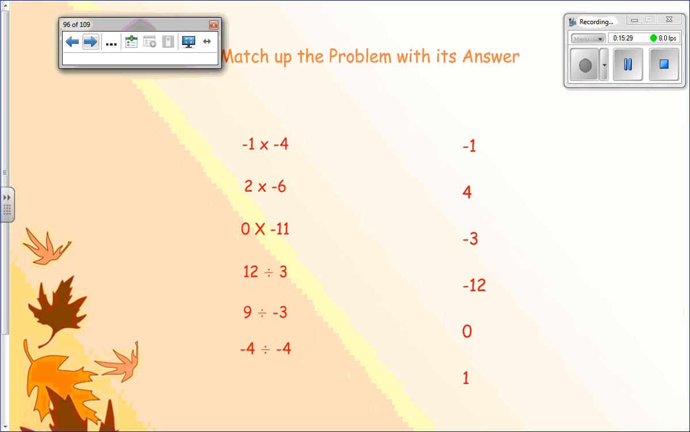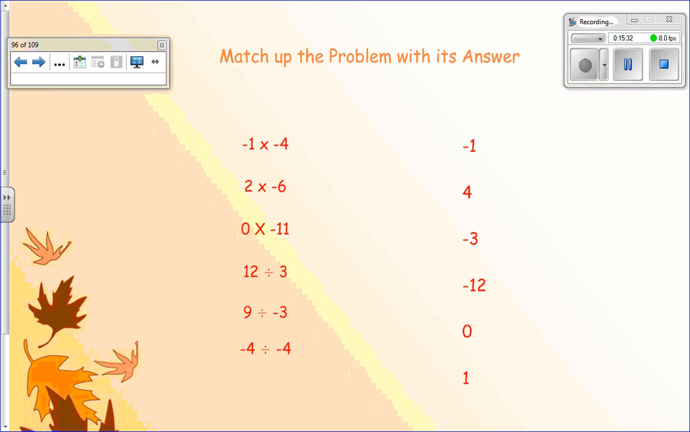All right, so here we're going to do a short little activity of match up the problem with its answer. And again, you can use those rules. You can use repeated addition, number lines, whatever you choose. Me, I like to use the rules. So we'll do the first one together. Negative 1 times negative 4. Well, I know negative 1 times 4 is 4, and they have the same sign, so it'd be a positive 4. So that goes there.